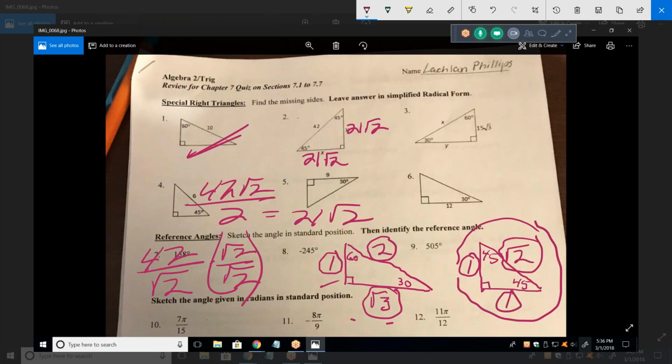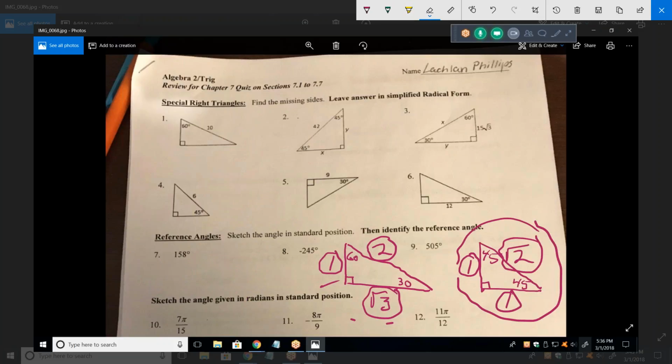Same exact process on every one of these problems. Okay, I'm going to leave them up there for one more problem, and then I'm going to erase them. My two special triangles. You never can memorize anything if you're always looking it up. You have to actively memorize it.